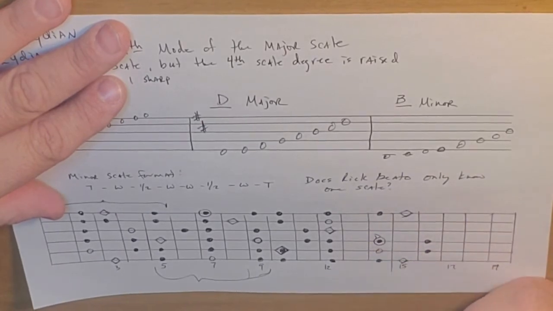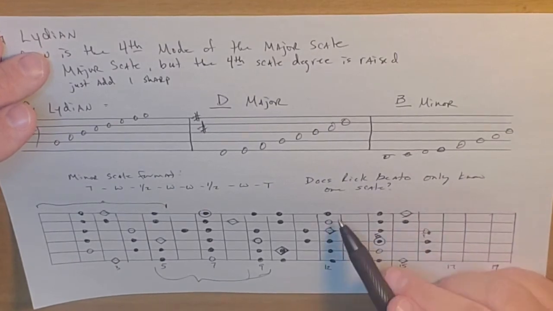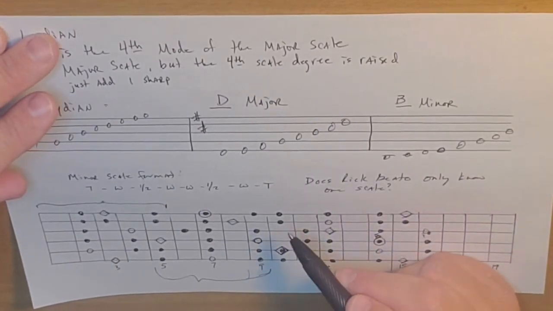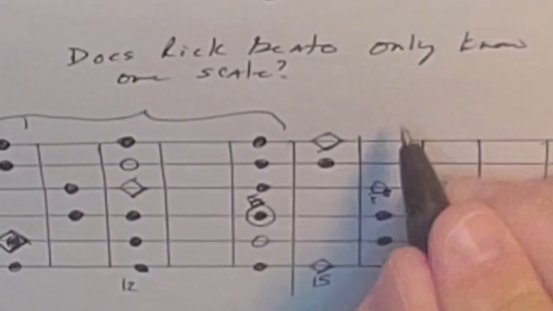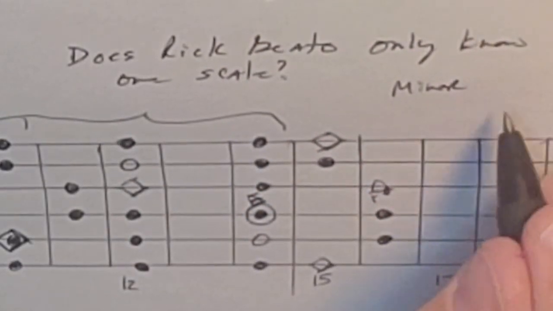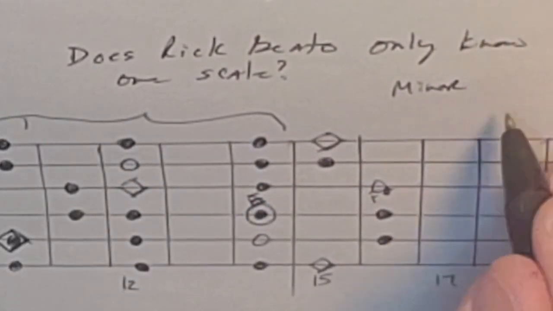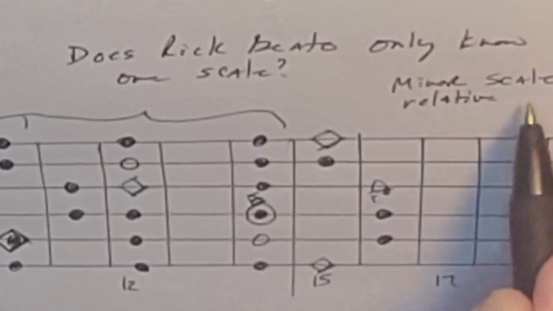We go back to the original question. Does Rick Beato really only know one scale? Actually, no, he knows quite a few scales, but for the purpose of what his title implies, we're talking about the 7 modes of the major scale. And in that context, everything is relative to the minor scale, and the minor scale is relative to everything.